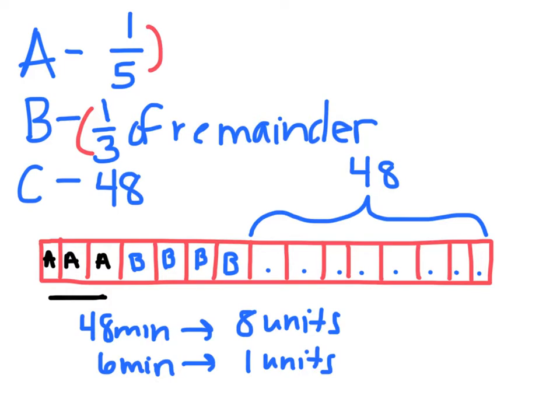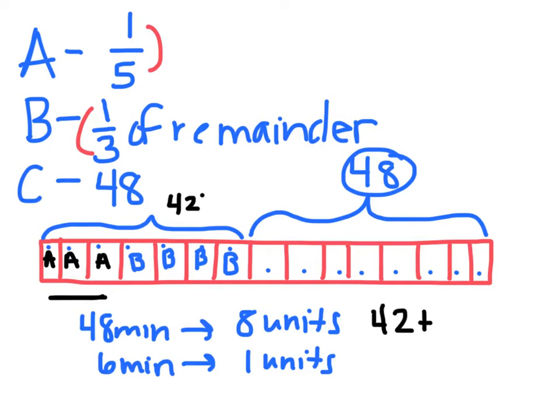Well, it'll be 48 minutes right here, correct? And then we'll take 1, 2, 3, 4, 5, 6, 7 times 6 to figure out the amount of time spent on this part of the test. So 7 times 6 is 42. So he spent 42 minutes on parts A and B together and 48 minutes on part C. So our total test time will be 42 plus 48 equals 90. So Ben spent 90 minutes or an hour and a half on the test.